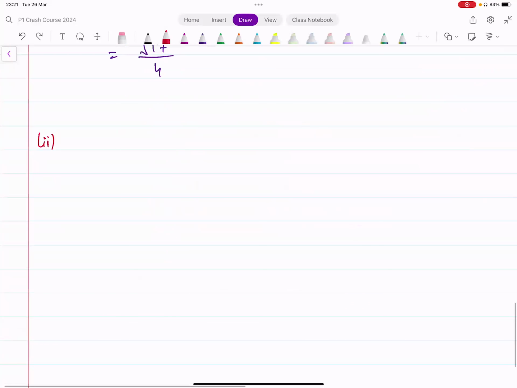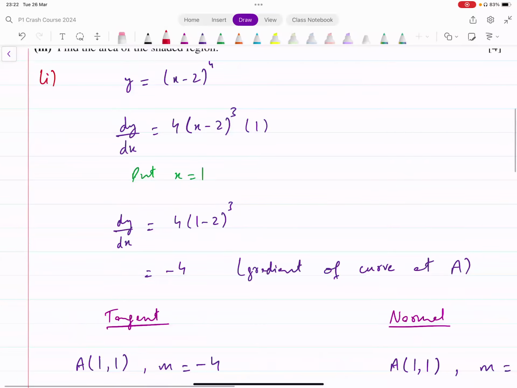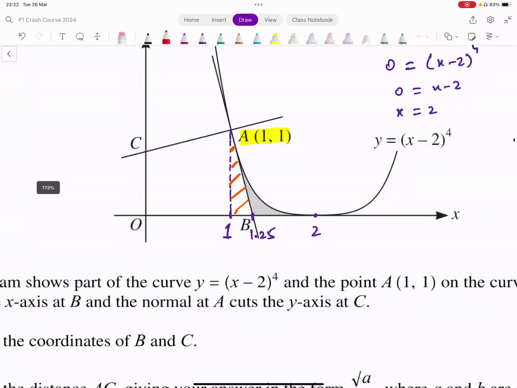Part 3, sorry. So we have two functions again. We have an upper function and we have a lower function. The curve is the upper graph in this case. However, notice that the limits are different. Limits are not the same, right? For the curve, limits are from 1 to 2. For the triangle, the limits are going to be from 1 to 1.25. Okay, so let's start with the curve.